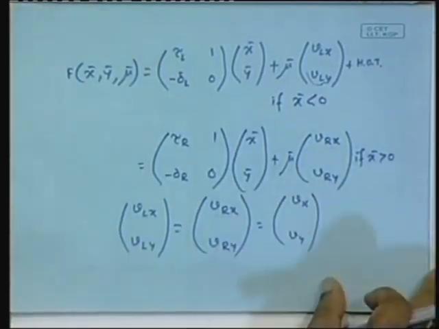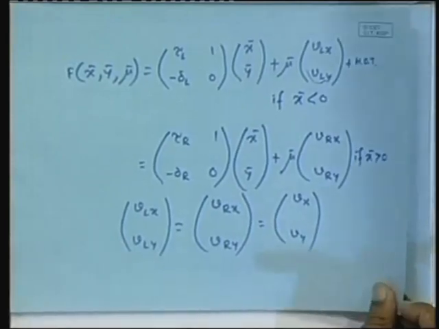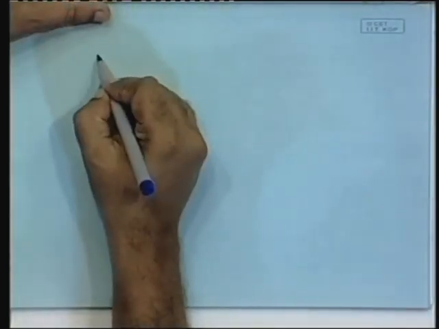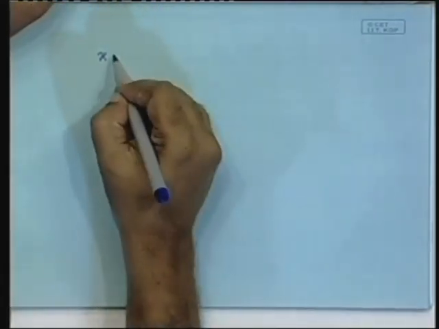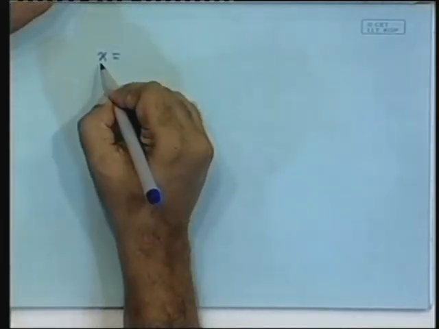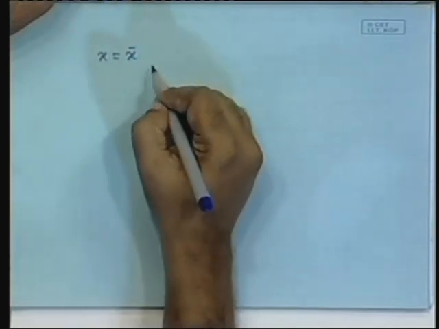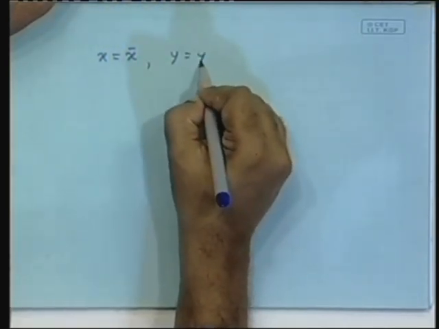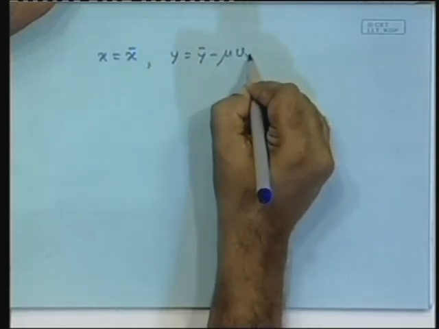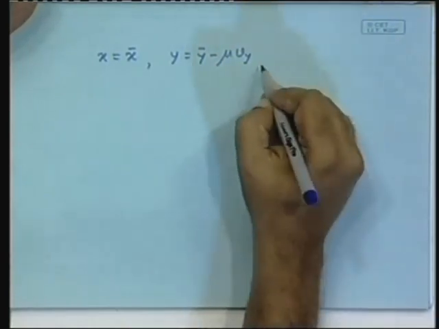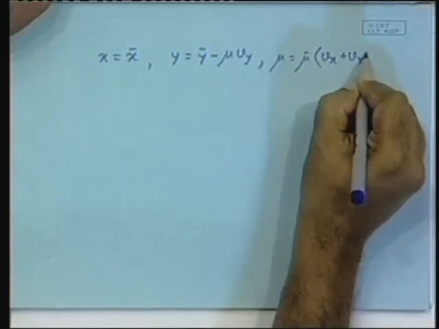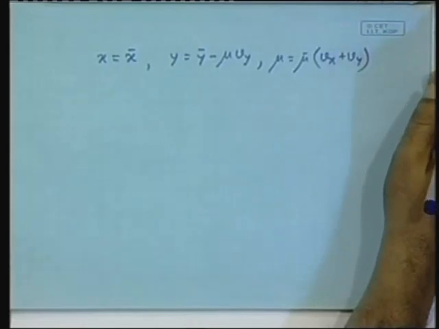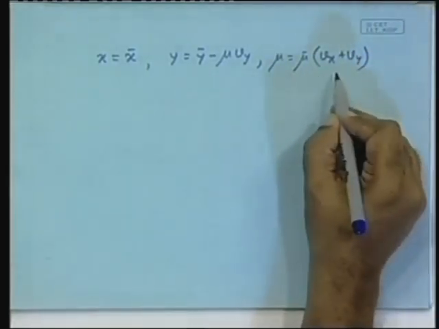So, we have arrived at that conclusion. Now, we take the final coordinate transformation, where we say x. Now, this is where we arrive at x. So far we are using tilde, hat, bar, but now we arrive at x. The final choice of the coordinate for our convenience is then x bar, but y has to be changed to y bar minus mu v y, and mu is mu bar times... we assume that v x plus v y is not equal to 0, then only this works.